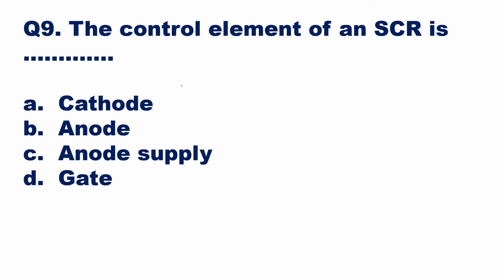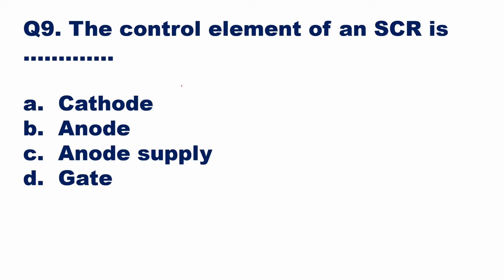A control element of an SCR is... okay, so out of the three terminals, that is the anode, cathode, and gate, the control element of SCR is gate, because whenever you give the gate pulse, at that time, with an operational voltage between anode and cathode, the SCR can conduct. So when you give the gate pulse, the SCR starts conducting. If you give the gate pulse late, it will start conducting late.